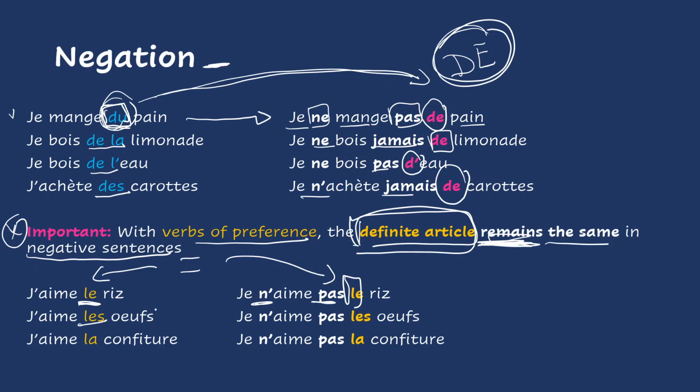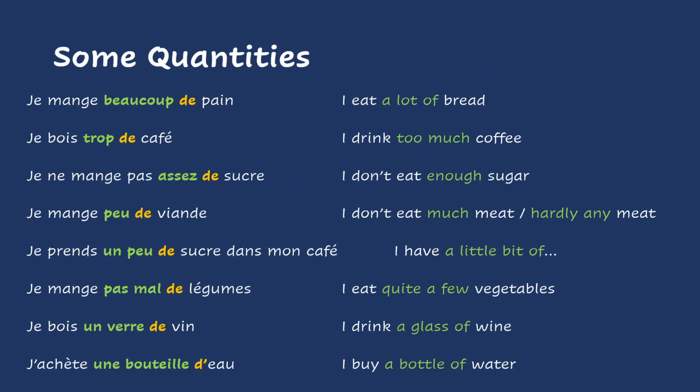J'aime les œufs, negative sentence. Je n'aime pas les œufs, remains the same. J'aime la confiture, negative sentence. Je n'aime pas la confiture. The definite article does not change. The one that will change, it's going to be the partitive article, and we've seen as well that the indefinite article changes as well.